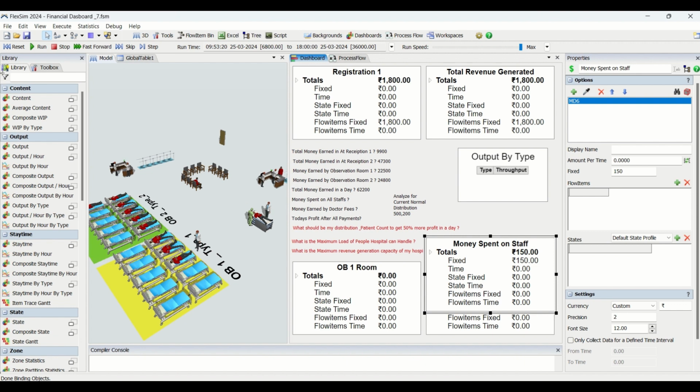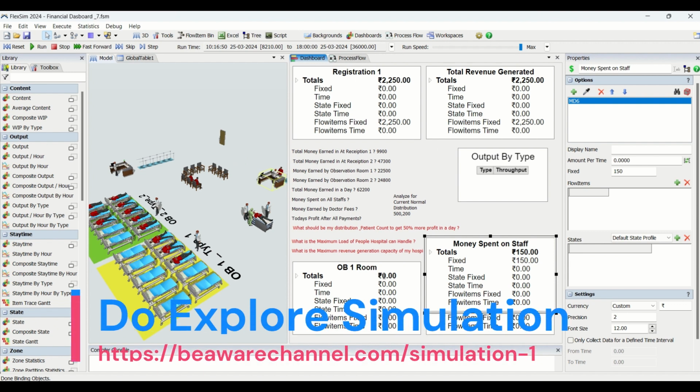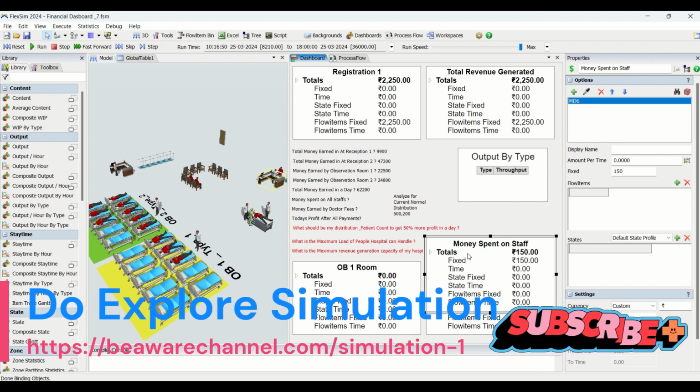So the learning for us from this is that whenever we are going to analyze financial statistics for the operators or the entities in here, you need to go by states, and whenever you need to analyze the finance based on the objects or the areas, you need to go by flow items. Okay, where you will have that financial dashboard generated. Just like we did it with OB1 registrations and so on.